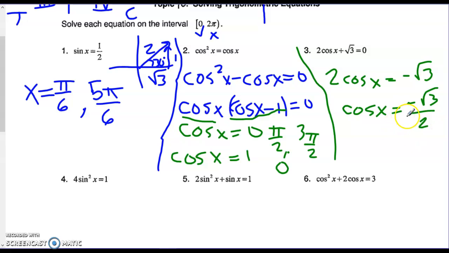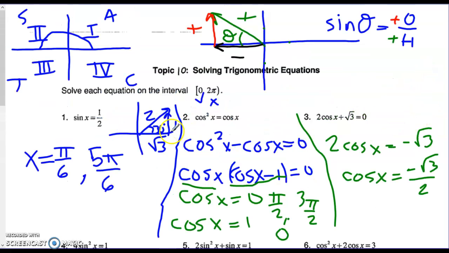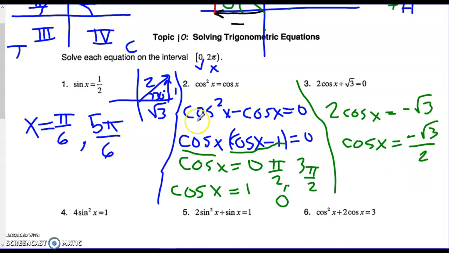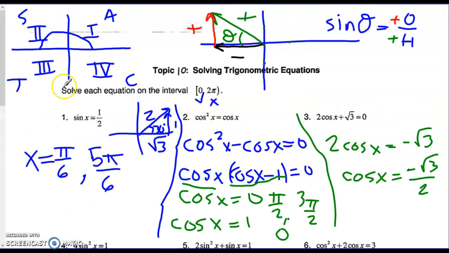So when is the cosine of x equal to a negative? You should be saying to yourself, well, if it's negative, it's got to be in the second and third quadrant, because it's positive in the first and fourth quadrant. So what two cosine values give you a negative value? That's why your two answers should be in the second and third quadrant.